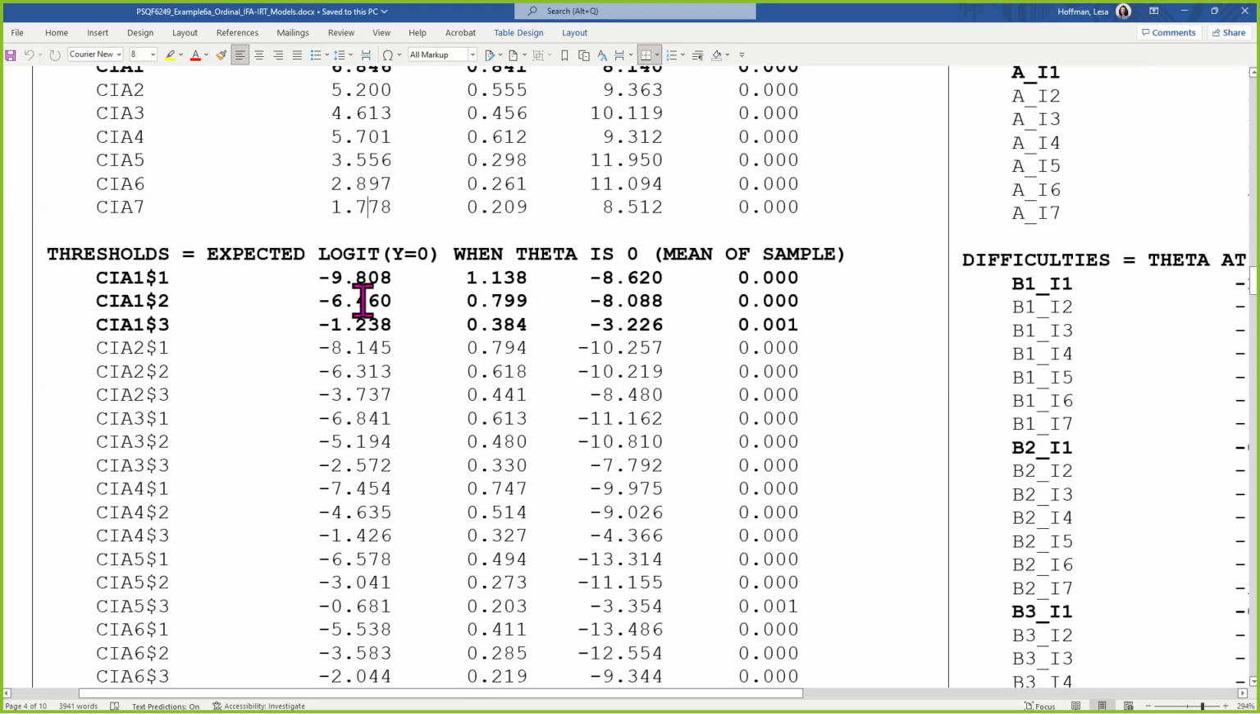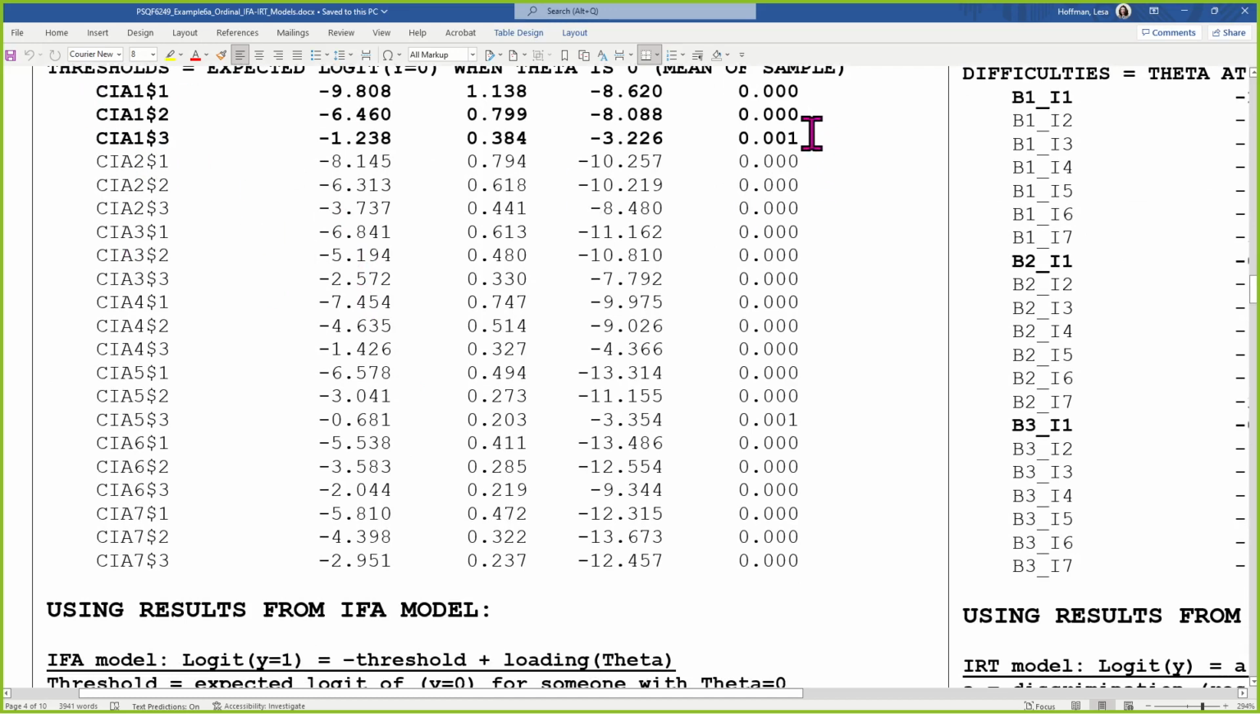Now our thresholds. So I have 3 thresholds for item 1. How do I know how many I should have? In your individual data analyses, how many thresholds are you going to get back for each item? Number of submodels, yep. And how do I know how many submodels I need? C minus 1. Yeah, number of categories minus 1.